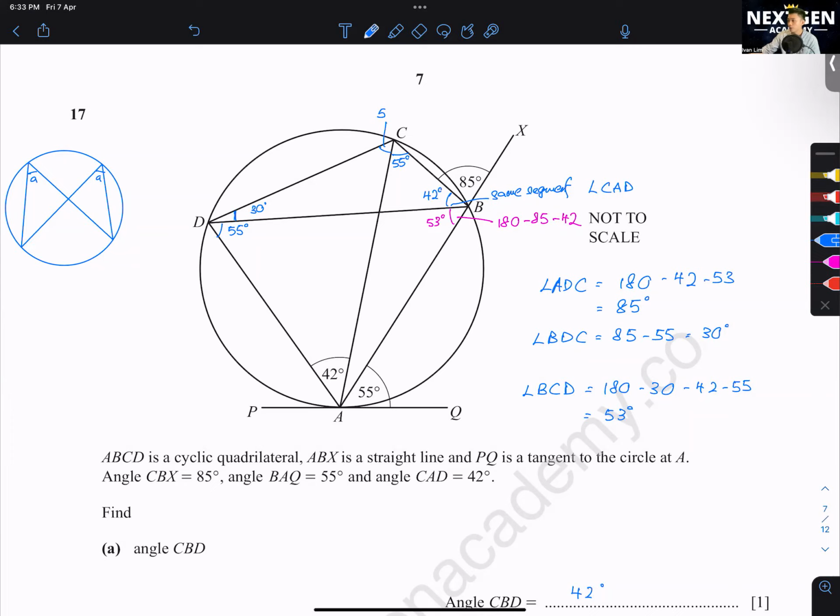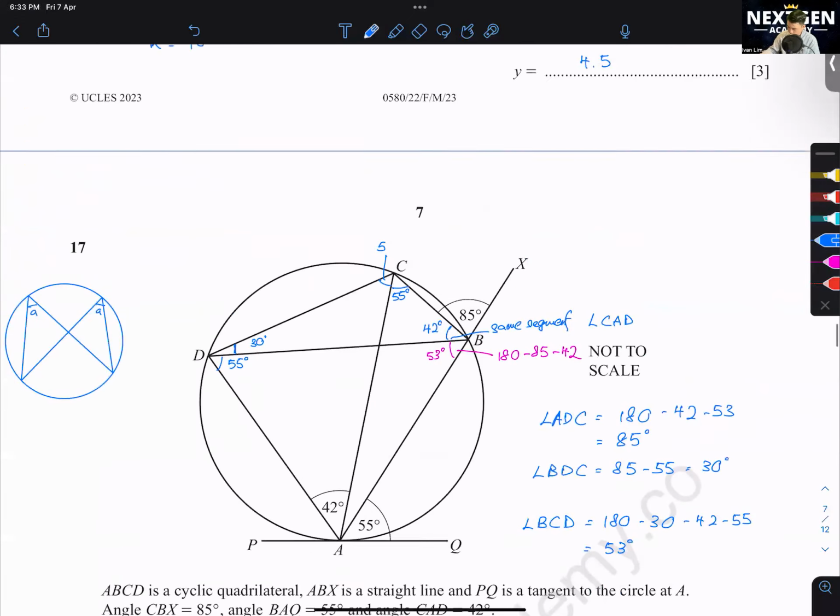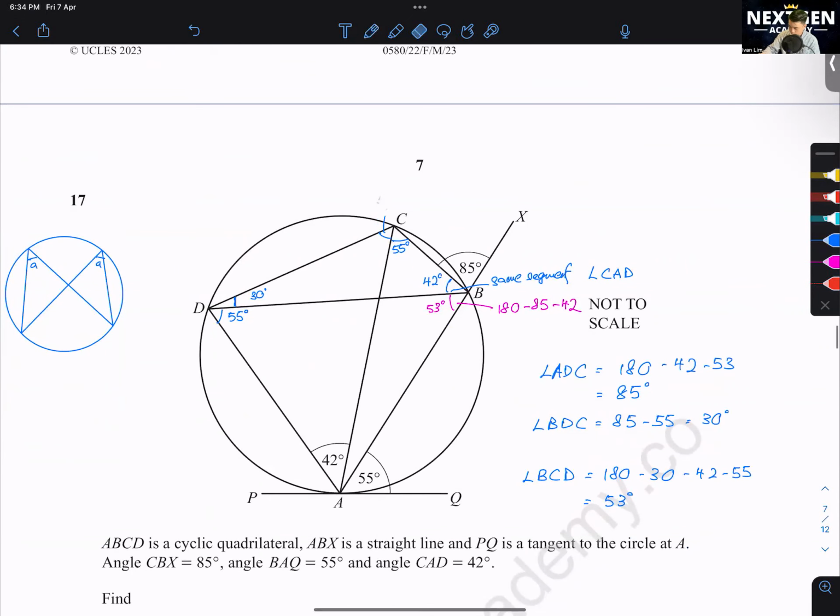Hey, is it correct? Hey, my bad. They want the whole thing, so I don't want to minus 55. Okay, so just 180 minus 30 minus 42. Minus 30 minus 42. Okay, so we'll end up with 108 degrees. All right, last one.